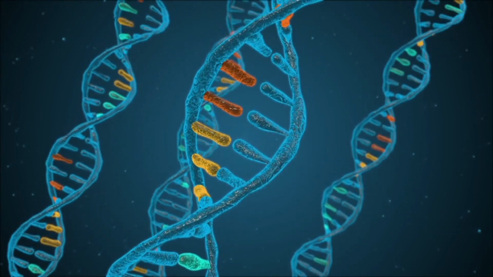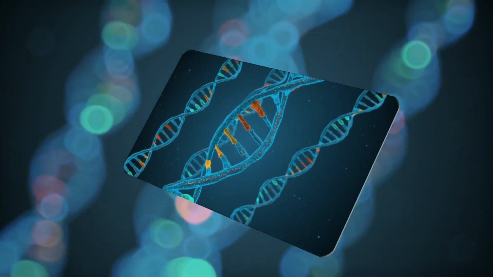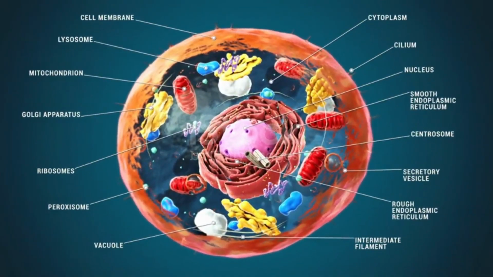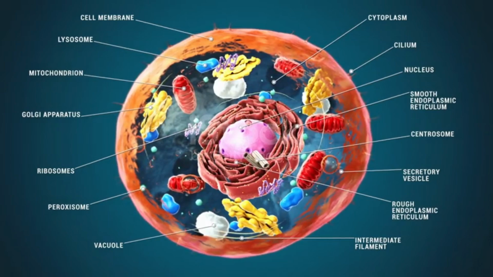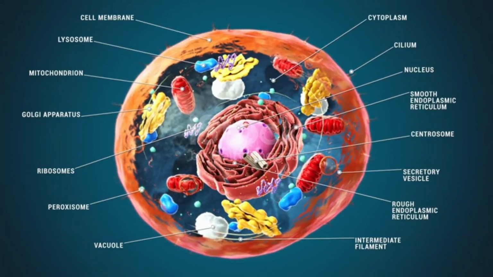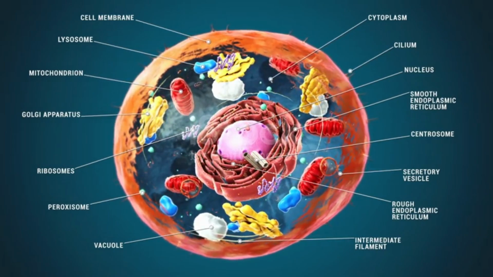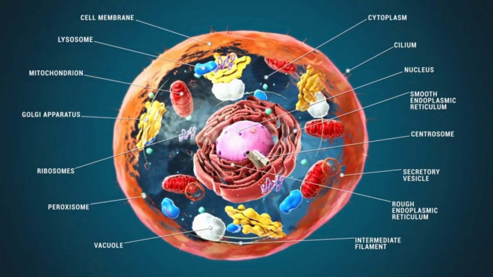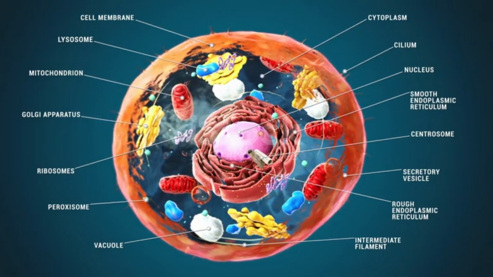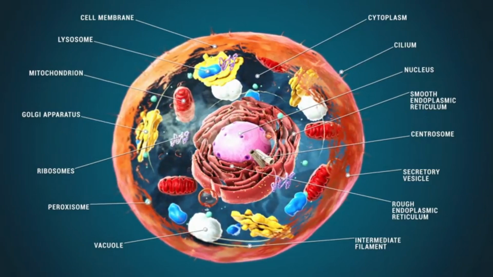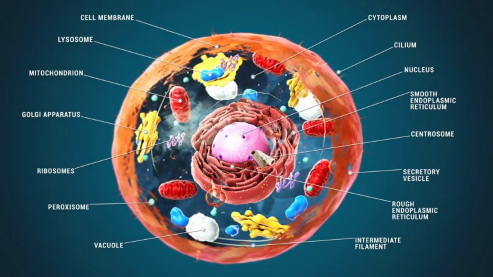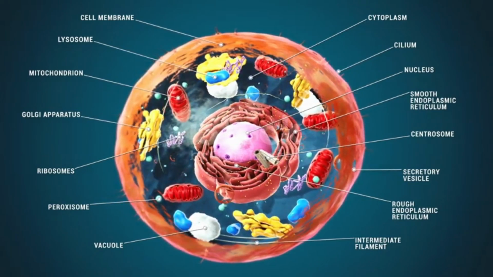Ribosomes. Ribosomes are tiny structures responsible for making protein. Proteins are essential for growth, repair, enzymes, and hormones. Ribosomes can be found floating freely in the cytoplasm or attached to the rough endoplasmic reticulum. Their main function is protein synthesis. You can think of ribosomes as protein factories.